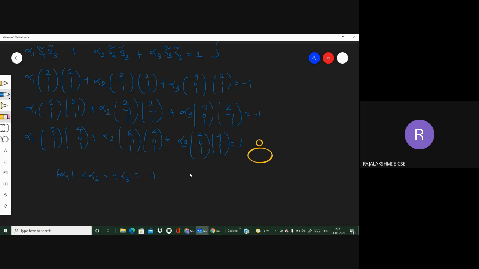Similarly, when you write the second and the third formats, you will get the linear equations as 4 alpha 1 plus 6 alpha 2 plus 9 alpha 3, which is equal to -1, and 9 alpha 1 plus 9 alpha 2 plus 17 alpha 3 equal to +1. So these are the simultaneous system equations. After solving these three simultaneous equations, you will get the values of alpha 1 as -3.25, alpha 2 as -3.25 and alpha 3 as 3.5.